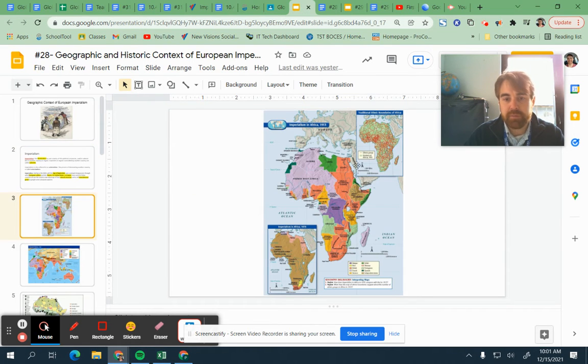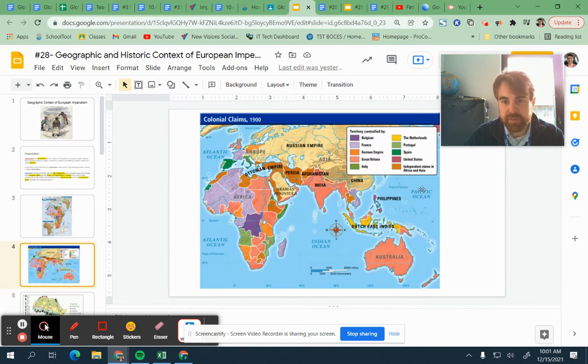By looking at this map, you'll see that England and France are the two major powers. Remember, England, Britain, and Great Britain are used pretty interchangeably. France has most of Western Africa and part of Southeast Asia, and Britain has most of the eastern part of Africa, Australia, and India. India is the big one. It's the jewel of the crown for Great Britain.